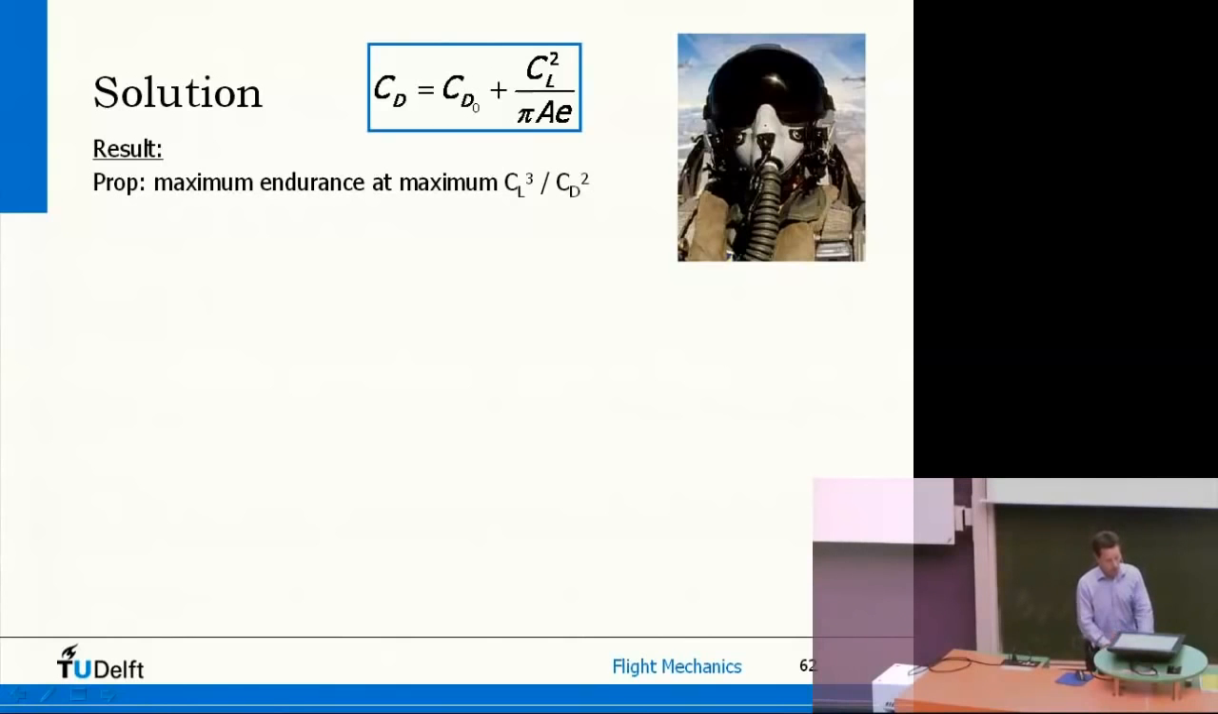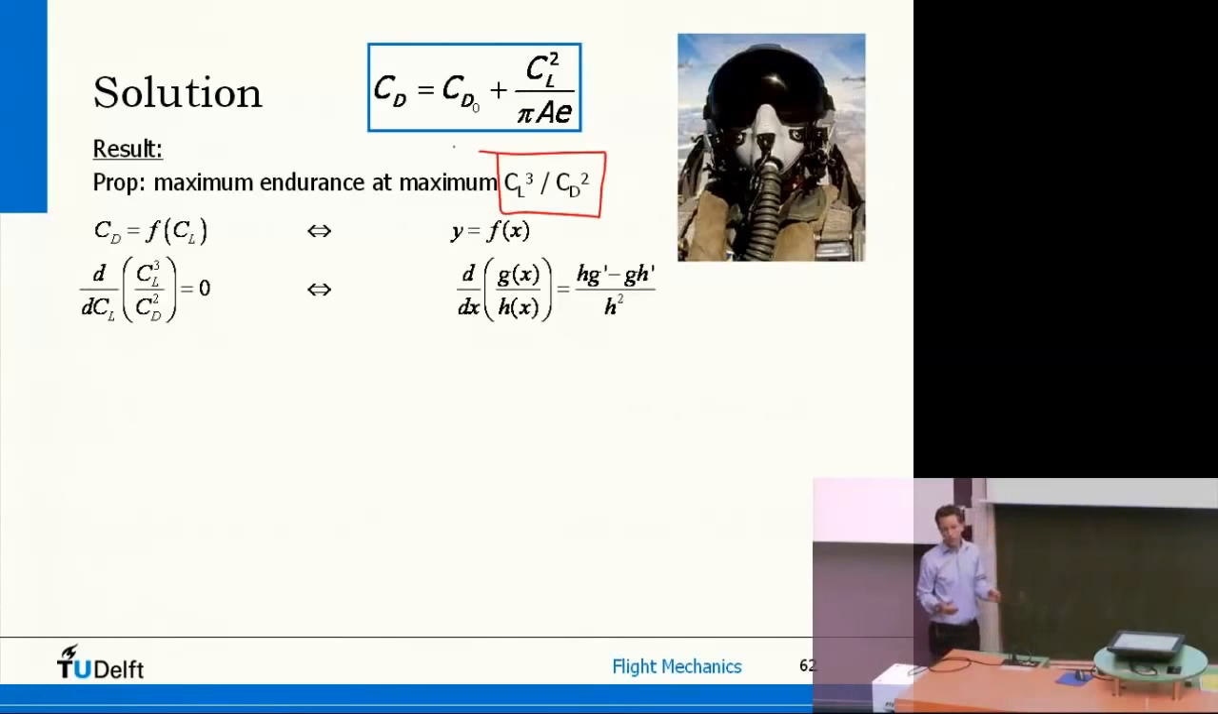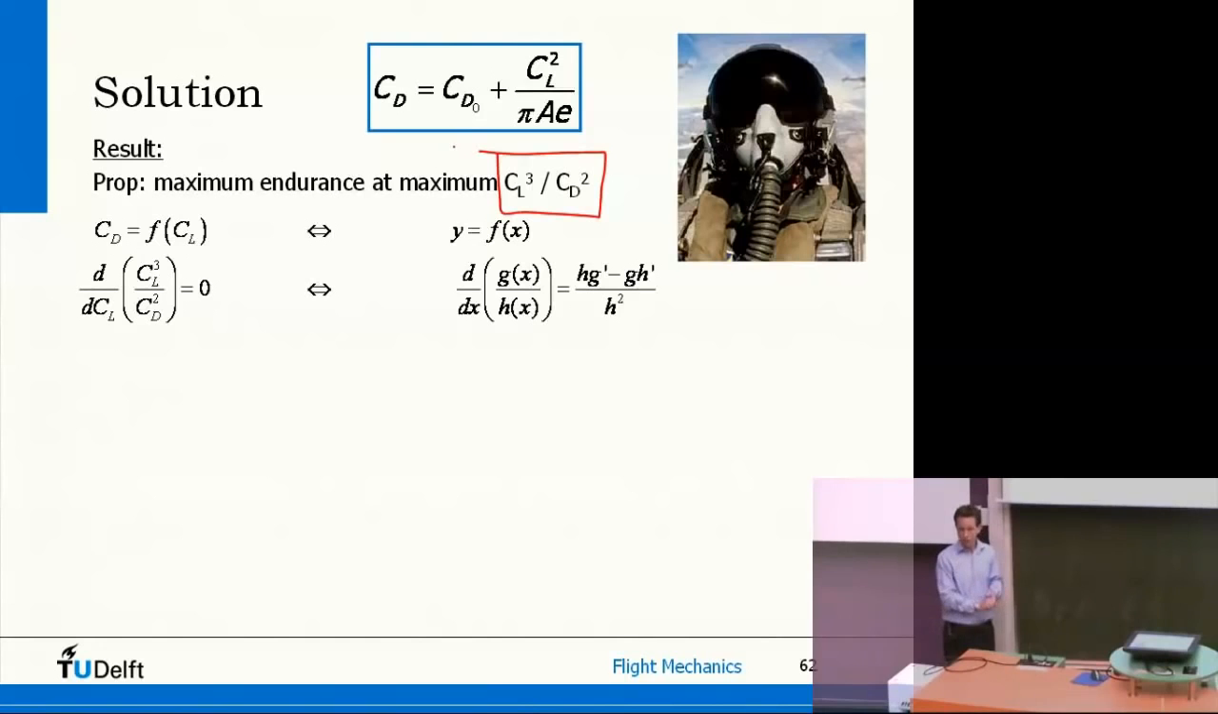Therefore, if you take the derivative of this ratio and set it equal to 0 to find the maximum, then you have to take the derivative with respect to CL, because that's the one variable in the equation. Now we have, again, the quotient rule over here, which means H, in this case, is CD squared, and G is CL to the power 3.